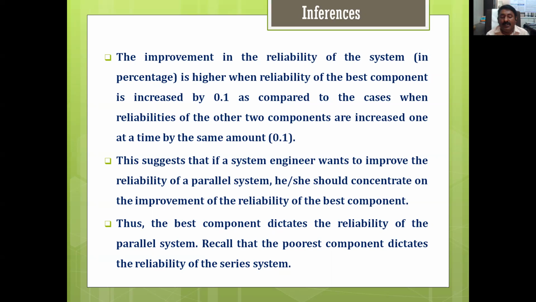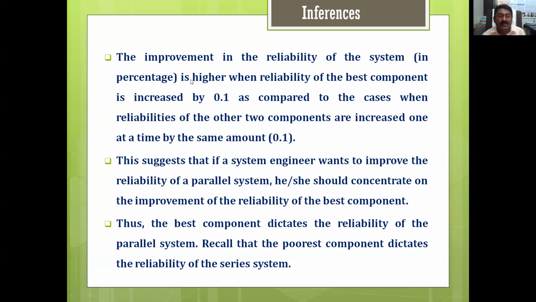Recall the poorest component. So, if we want to compare with the series, in series we have discussed that if we want to improve the reliability of a series system, one should concentrate on improving the reliability of the weakest component. And in a parallel system, if we want to improve the reliability of a parallel system, one should concentrate on the reliability of the best component. So in series system, weakest component; in parallel system, best component.